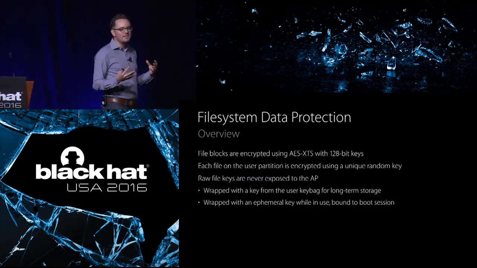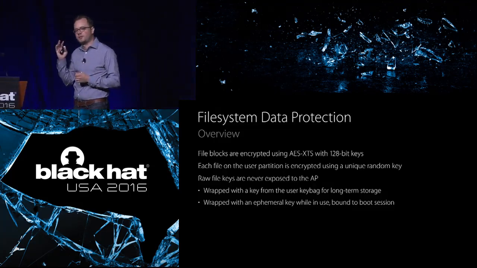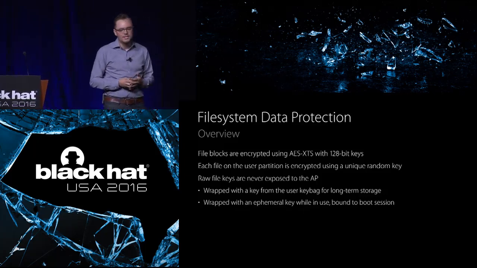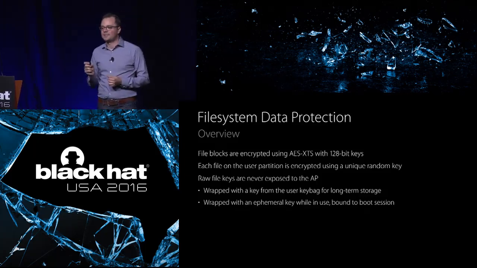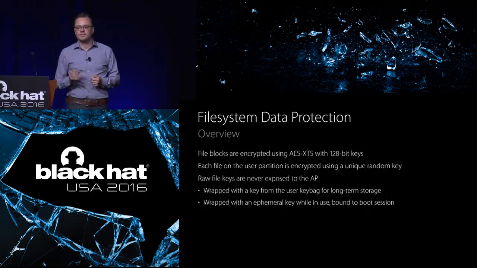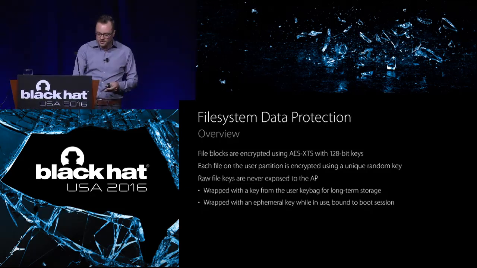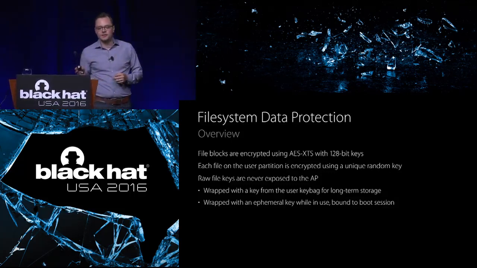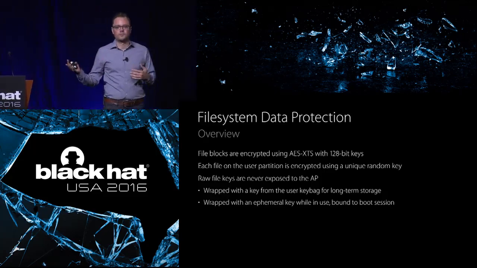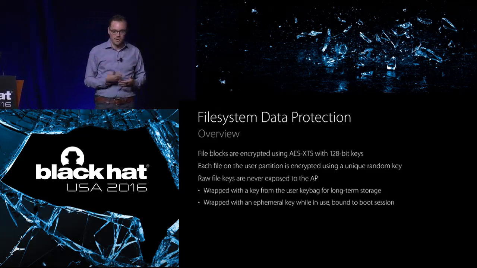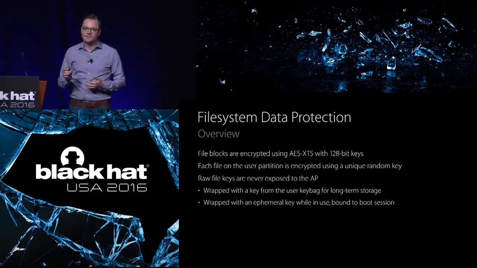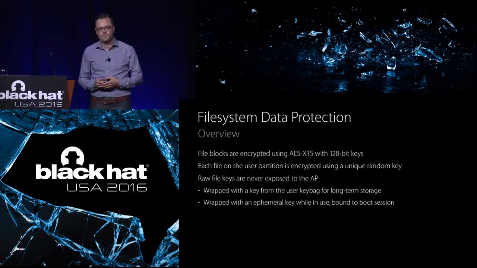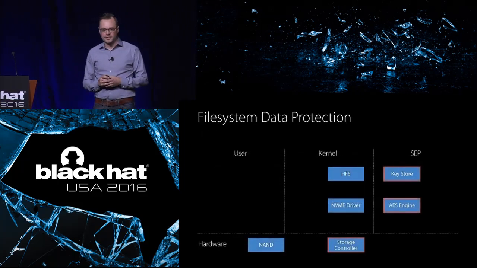So now that you understand how the keys work, the question is, how do we use this to actually protect file system data? File blocks themselves are encrypted with AES-XTS with 128-bit keys. But the thing to know is that each file actually has its own unique random key that is generated by the SEP for it. And those raw file keys are never exposed to the normal application processor. Instead, they're wrapped with a key from the user key bag for long-term storage. And remember, those keys can only be unwrapped by the SEP. And then while the system is in use, they're also wrapped with an ephemeral key that is bound to that boot session of the phone. So this is kind of an interesting thing to think about. Let me show you what it looks like.